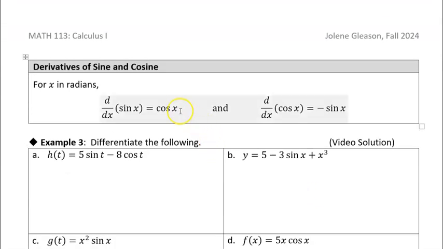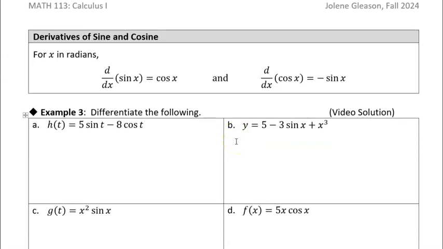I've summarized that in this box here. These are the basic trig derivatives for sine and cosine, and from there we just get to use them. We can combine them now with things like sums and differences and products and quotients involving these trig functions. So that's what we're going to do next in example 3, is just practice using these derivatives. So I'll see you in the next video.